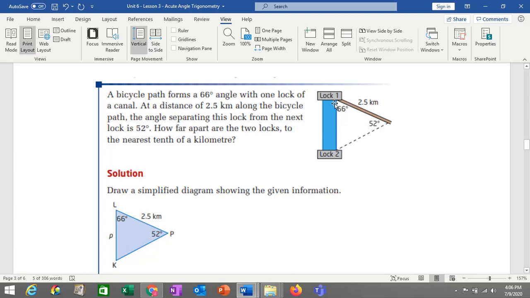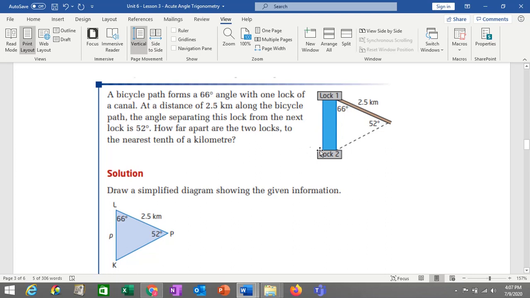We have this diagram here. So 66-degree angle, 2.5 kilometers here. We want to find, let's see, so the bicycle path forms a 66-degree angle with one lock, so that's lock 1. Distance of 2.5 kilometers along the bicycle path, so there we have some kind of bicycle path. The angle separating this lock from the next lock is 52. So we have some bicycle path coming away from lock 1, and when you go 2.5 kilometers down the path, you can look at lock number 2, and the angle from the path to where you're looking is 52 degrees. How far apart are the two locks to the nearest tenth of a kilometer?